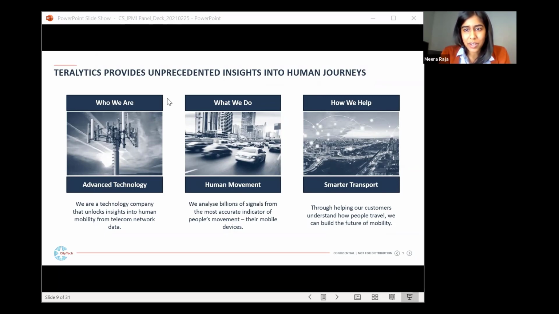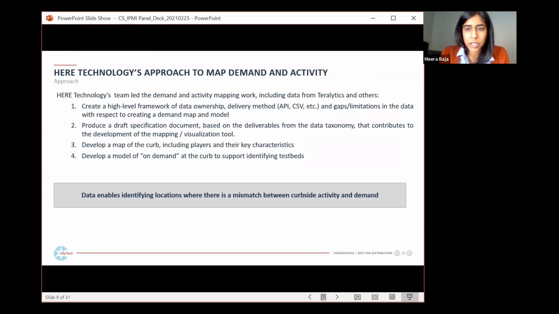that Anne has shown. Moving on to Gerhard, if you want to talk a little bit about HERE's role in this and how the data that Teralytics and others gave you and HERE's own data worked towards the model.